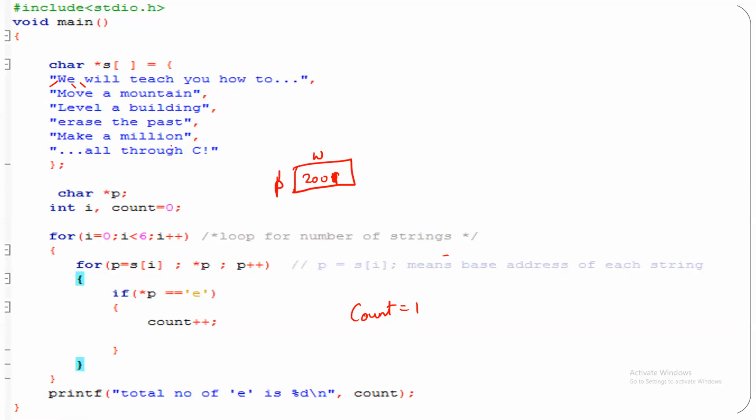Again P plus plus will happen. Now P is pointing to W. So W is not equal to E. Like that, it will keep on checking. P plus plus will keep happening, it will check for I, L, L, T, and when E comes, count plus plus will happen, then again A, C, H. So this inner loop will be executed up to the length of this first string.